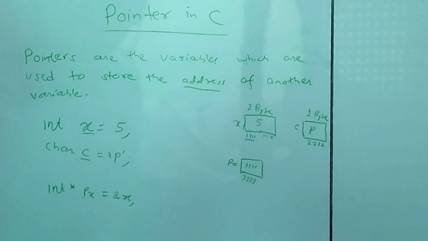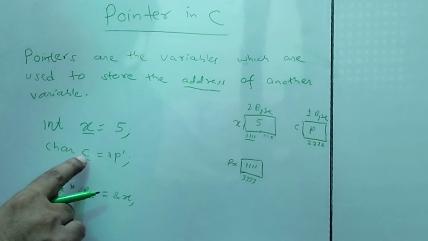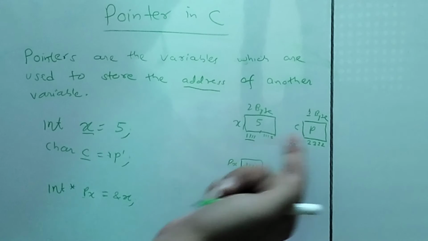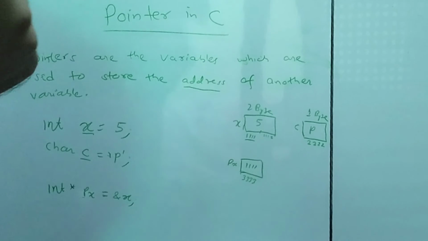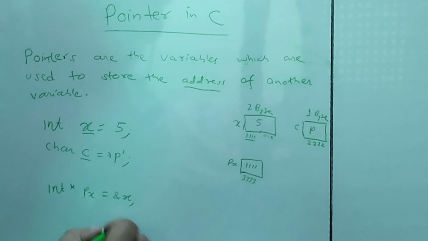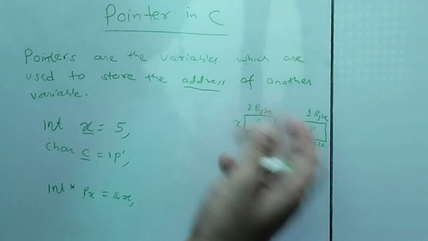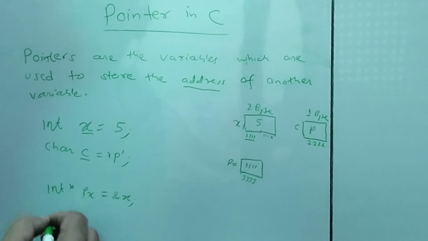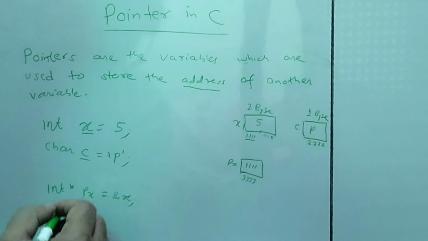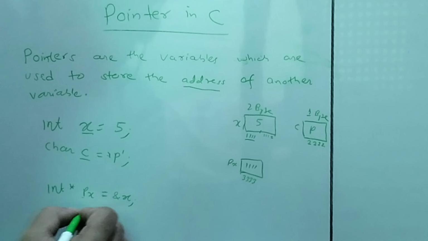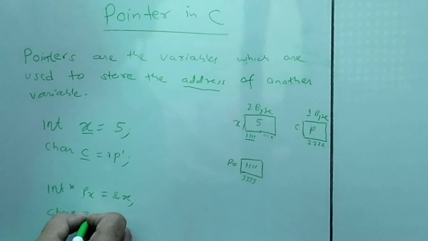Okay. Now similarly for character c, what is the address? 2222. Now if I want to get the address, how do I do it? Using the ampersand. Using the ampersand we can get the address of that variable. Now if I want to store the address of this character variable, then I need to create a character pointer. We can create it like this: char star, and for example, let's say the variable name is pc, and in this we want to store the address of c.